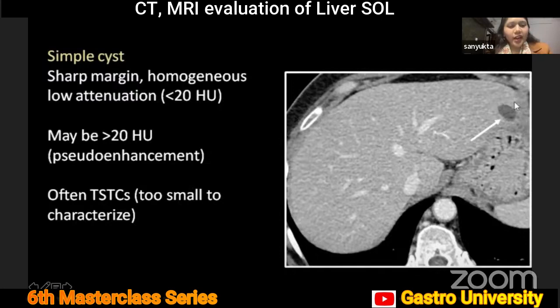Another entity I would like to highlight is TSTC, which are lesions too small to characterize on CT or MRI. These are the subcentimetric lesions, which are really too small to characterize, and we can't do anything about them. We just have to follow them if we are suspecting any in a known primary.